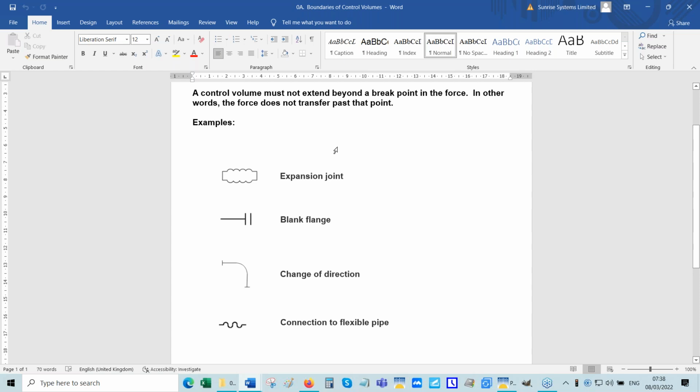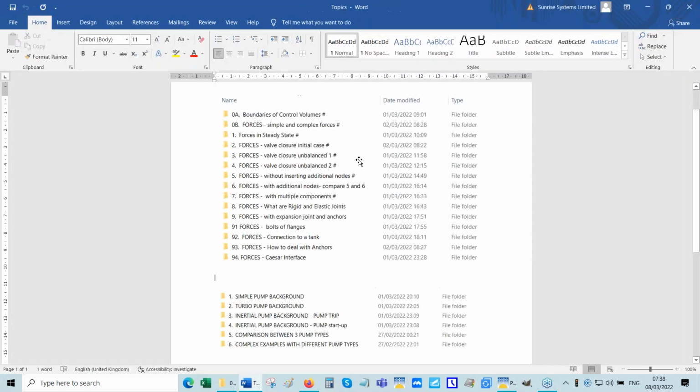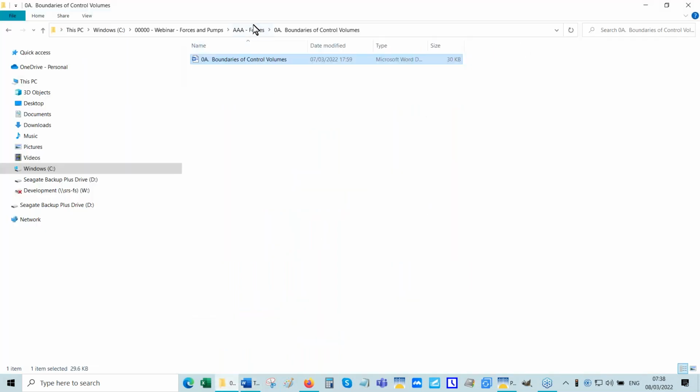So the termination point, or the break point, or the control surface, or whatever you want to call it, is essential, and it doesn't go past any of these items. That's a fundamental point, and that is what I mean by asking when it is essential to have an endpoint of a control volume. That's the first thing you've got to understand. And then we consider simple and complex forces. What do they mean?